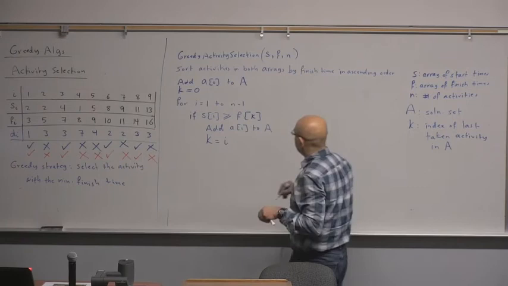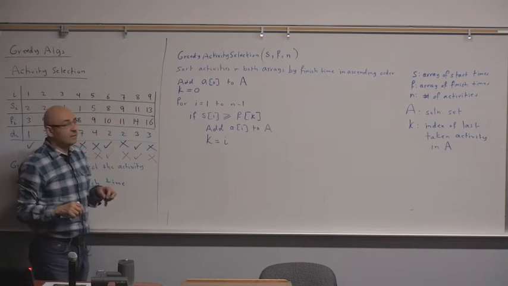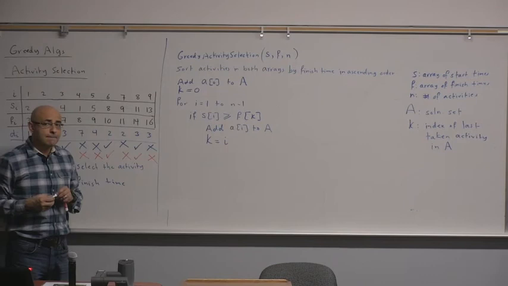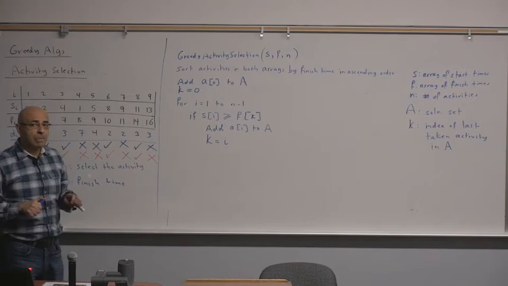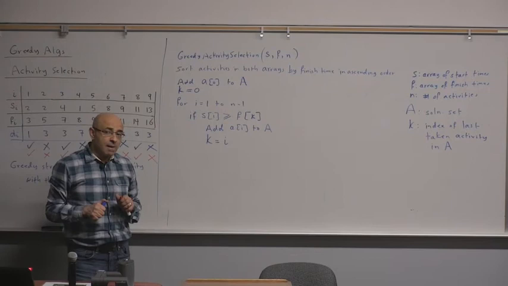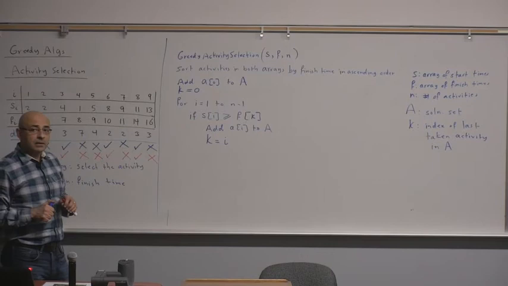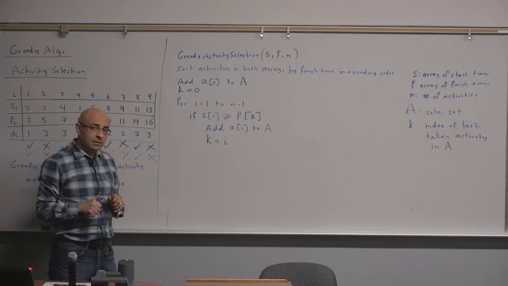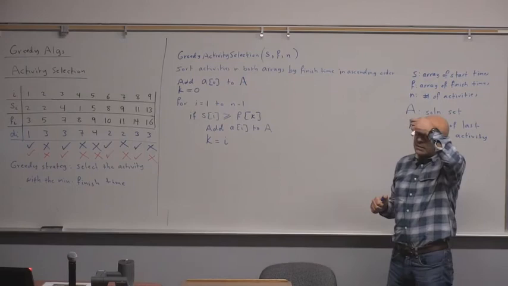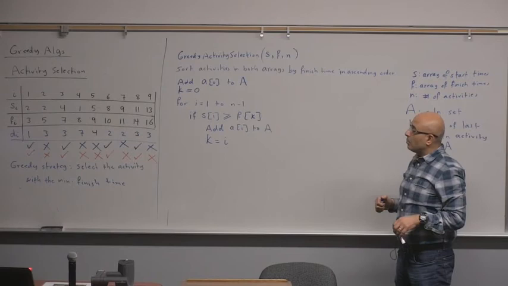So add it to the solution set and then set K to I. What if more than one activity have the start time same as the finish time of the one in the solution set? What if more than one activity are what? Have the start time equal to the finish time, that is the last finish time in the solution set. We'll take only the first activity that matches, that is greater than the finish time of the last. Right? Yes. If more than one activity have the start time same, more than one activity does not conflict. We'll take them all. So what's the problem?